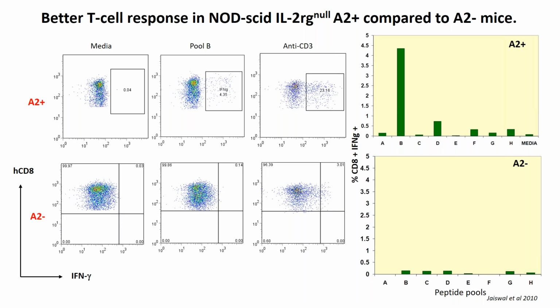And if you see the flow graph on the left of the slide, and if you see pool B, we can see that there is a very well separated population of CD8 cells secreting interferon gamma in the case of A2 positive animals, whereas in A2 negative animals, not many well separated cells were observed. And even with the positive control, which was anti-CD3, CD28 antibody, a good population of secreting cells was detected in A2 positive animals compared to A2 negative animals.